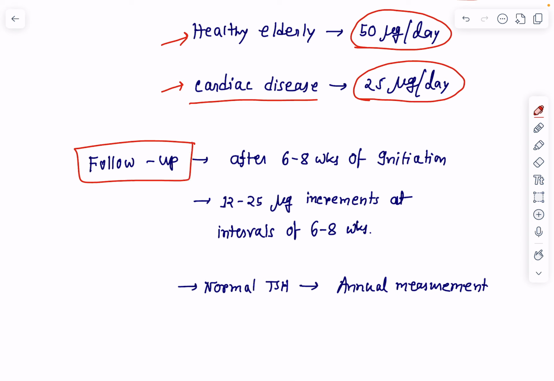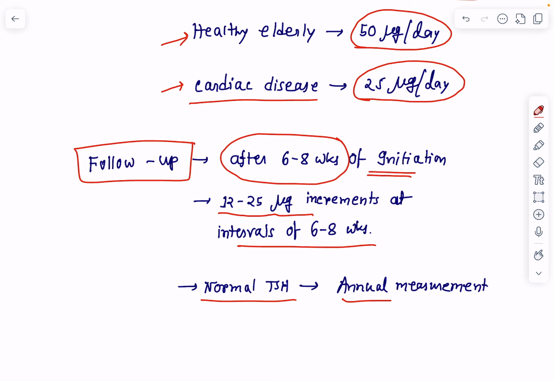How do you do follow-up? Very important. As I said, thyroxine replacement is for life. So we need to really follow up the patient and adjust the doses of thyroxine replacement. After initiation of thyroxine, we need to advise the patient to come after 6 to 8 weeks. If TSH is still elevated, we will adjust the dose at an increment of 12 to 25 microgram of thyroxine at intervals of 6 to 8 weeks until TSH becomes normal. And once TSH is normal, we can do annual follow-up. Annual measurement of TSH can be done, right?